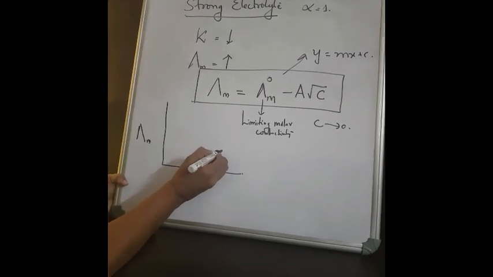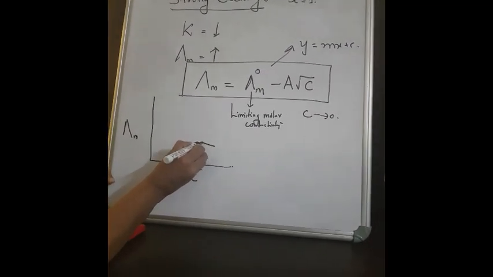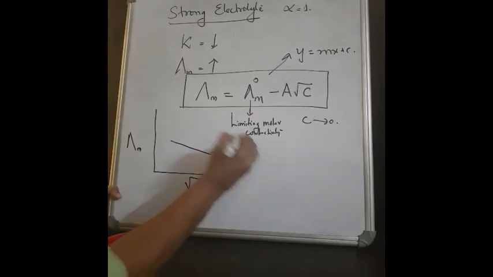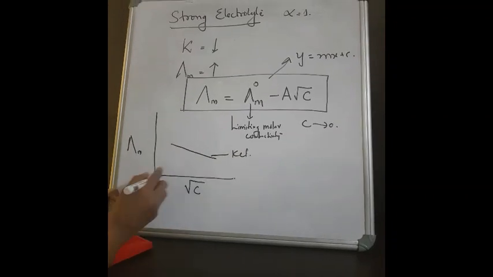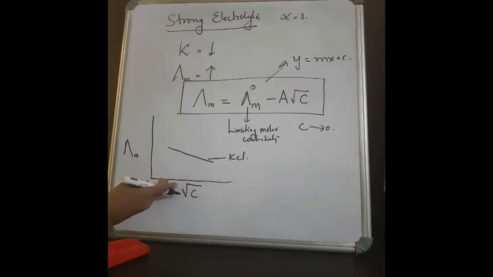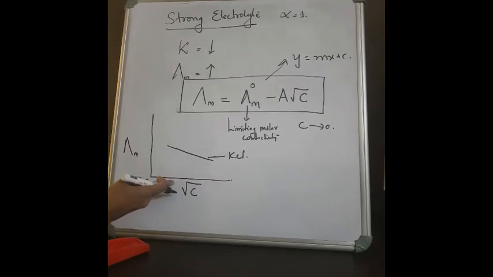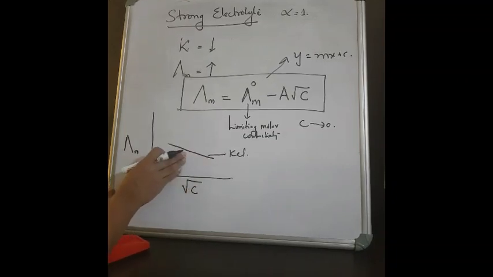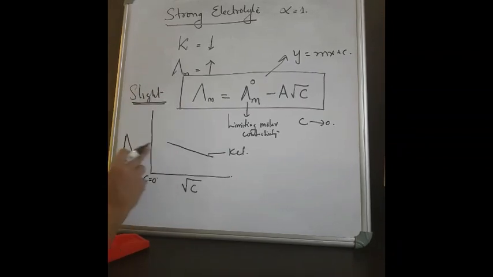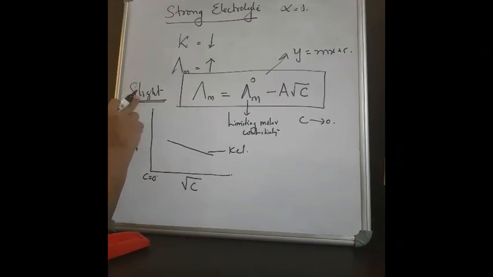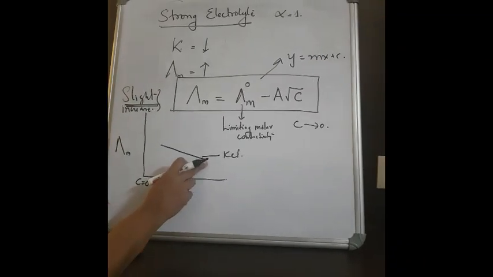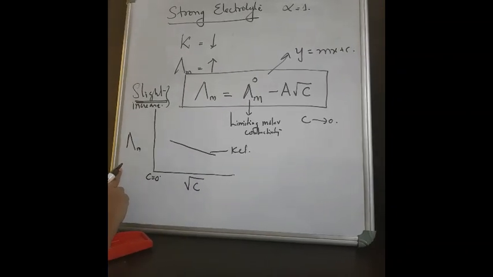Listen, you will get a straight line like this. For example, say for KCl, a strong electrolyte. This is c equal to 0. As the concentration is decreased, what happens? There is only a slight increase in the molar conductance.